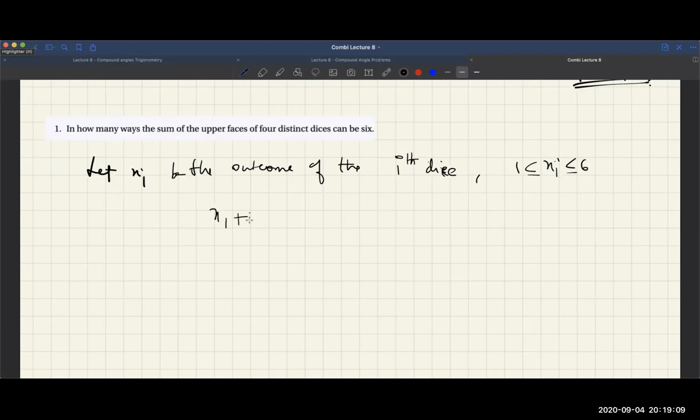And they are saying that x1 plus x2 plus x3 plus x4, there are 4 distinct dice, how many ways can the sum of these be 6? Okay, this is the problem at hand. So xi in the statement of the problem, this is what is expected. Yeah, so how do we go about this problem?